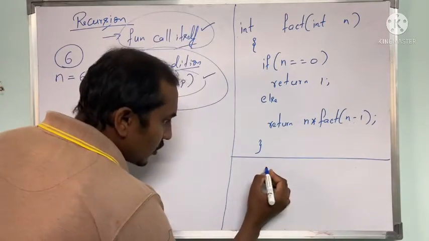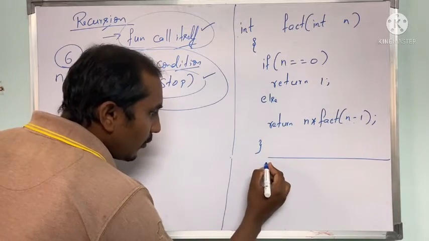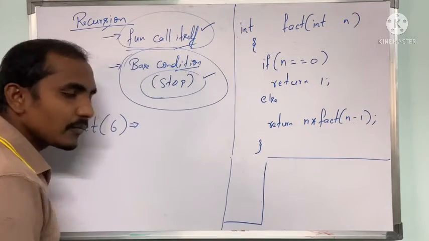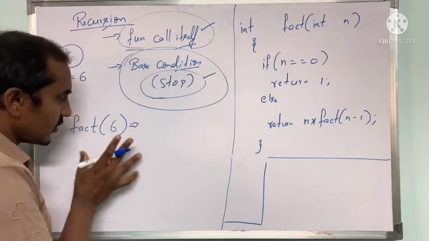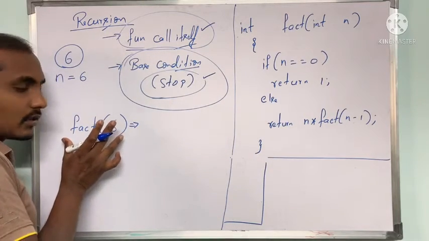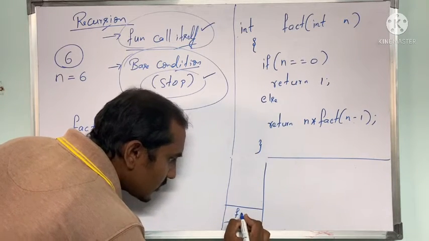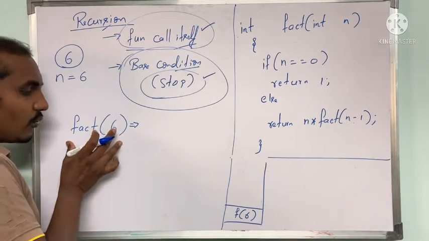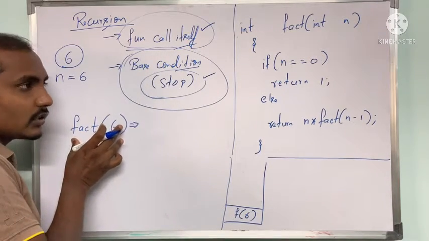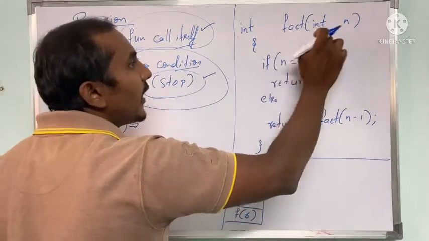Say the first function call, if I consider, we are talking about the concept called stack. So how a stack is used in a recursive function, that we are going to discuss. Now the first function call was fact of 6. So I am going to write that at the bottom of this stack, which is fact of 6.